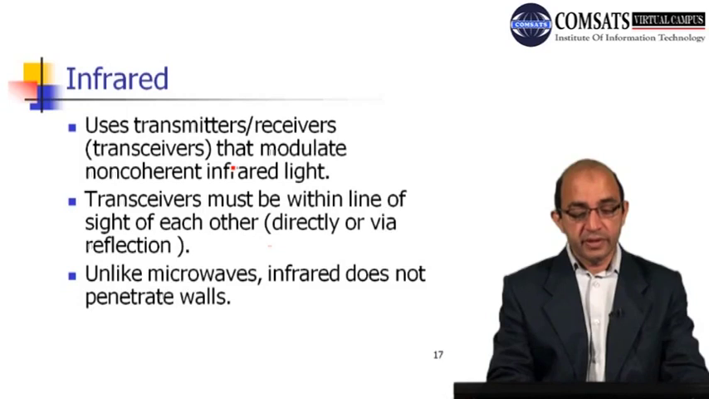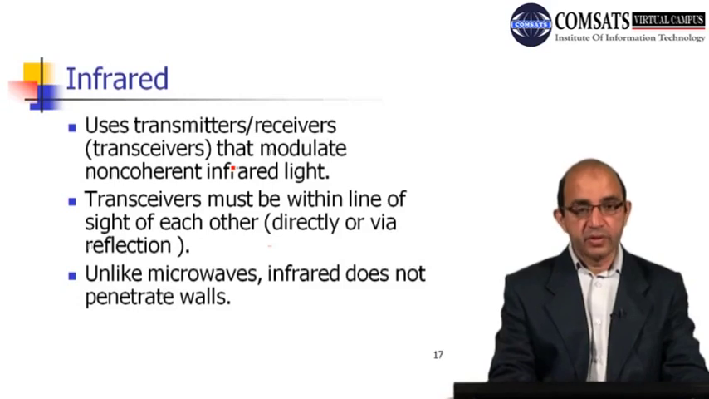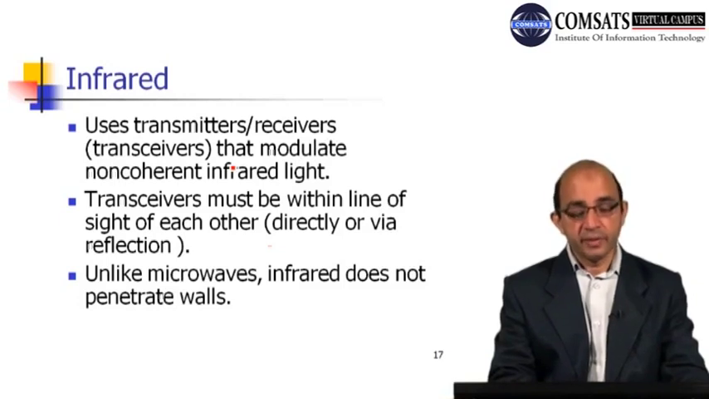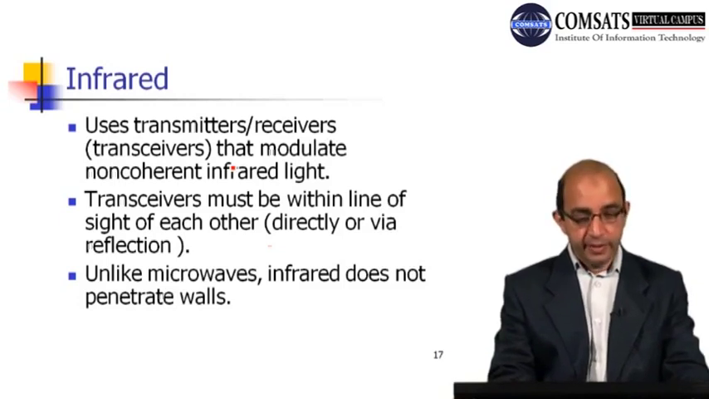So transceivers must be within the line of sight. The best example is the remote control for a TV, for a dish antenna, for any device within a room. But that is not a transceiver, right? Because the communication is one direction. So you can say this is an example of simplex, one directional communication, right?